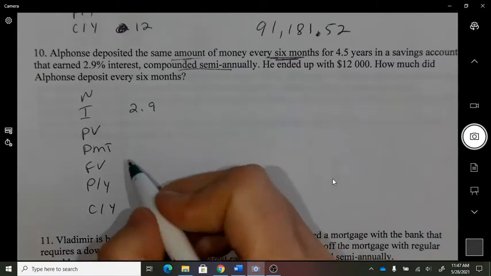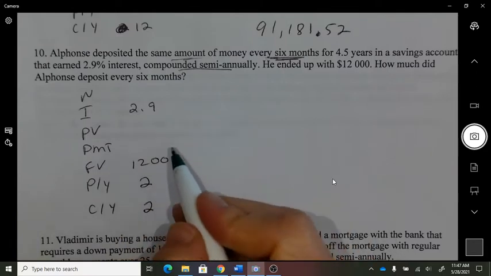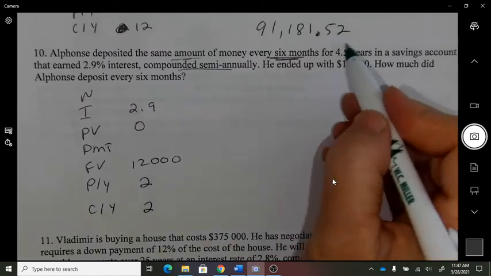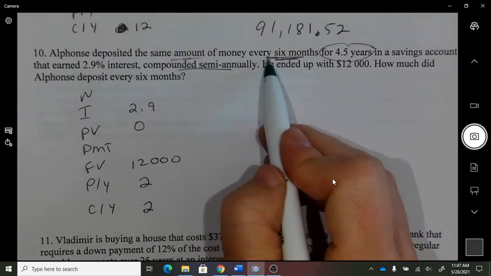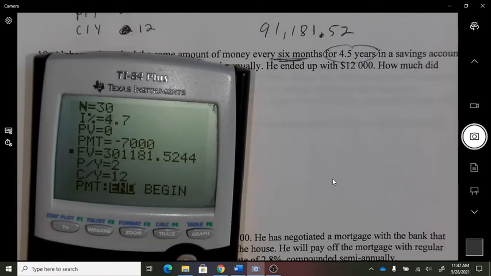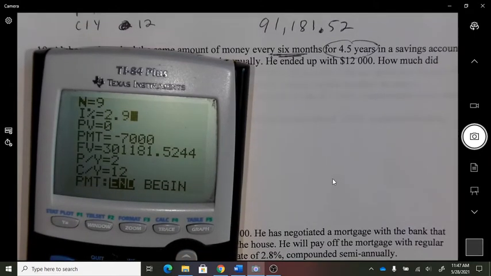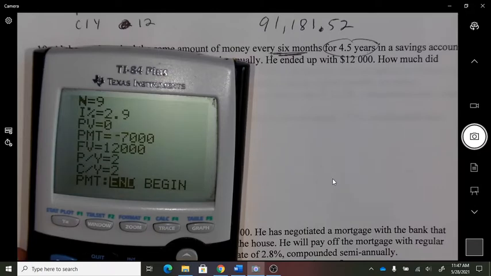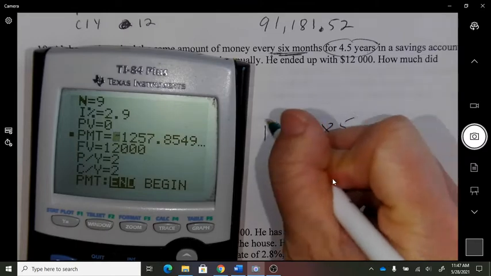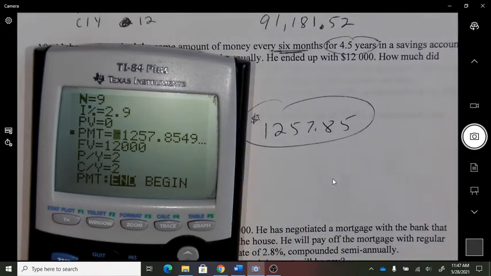Ended up with $12,000, so that's the future. The previous value is none. And 4.5 years, and you're making the payments every 6 months, means you're going to end up doing it 9 times. What's our payment? So our app, 9, 2.9, $12,000 is the final, 2 and 2. So alpha solve on the payment, $1,257.85 is the payment every 6 months. That's what you're going to do.